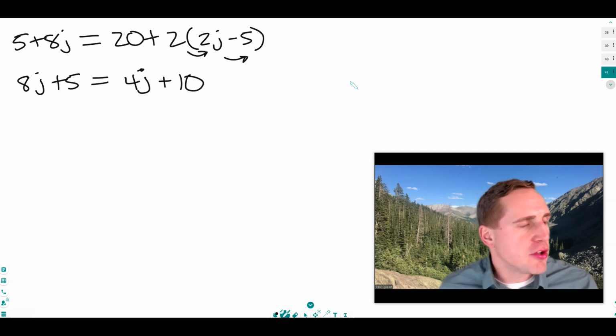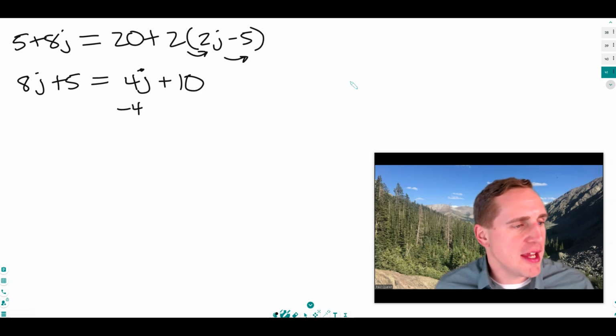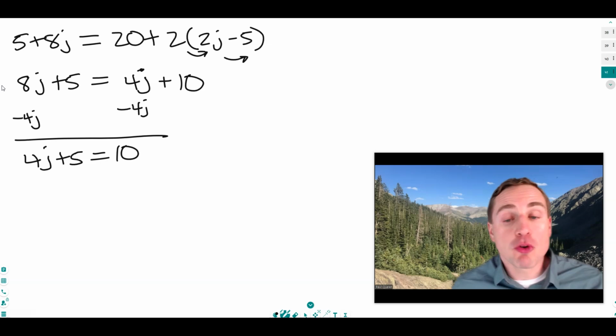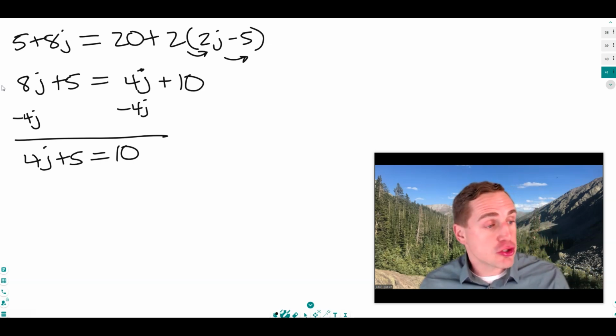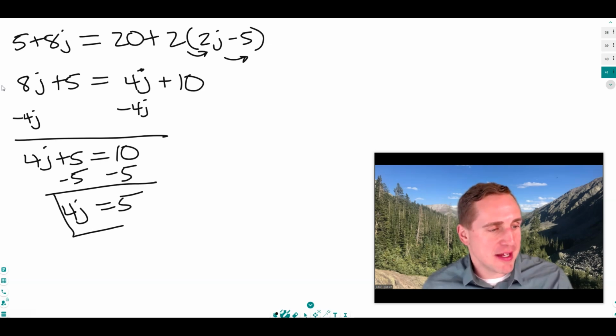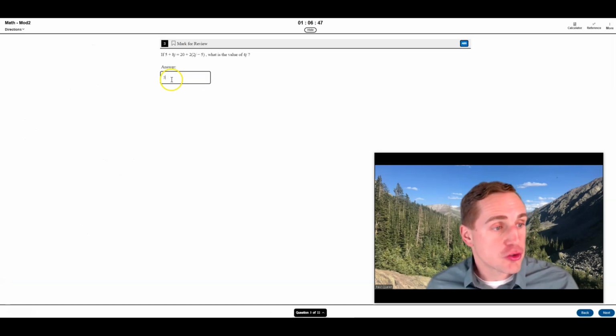Okay, so then let's subtract the j's over, minus 4j from both sides. So we get 4j plus 5 equals 10. Now remember, we're just looking for 4j, so there's no need to end up dividing by 4. Let's subtract 5. So we're going to say 4j equals 5. After subtracting 5, that's the correct answer. 4j equals 5. So we're going to put in 5.